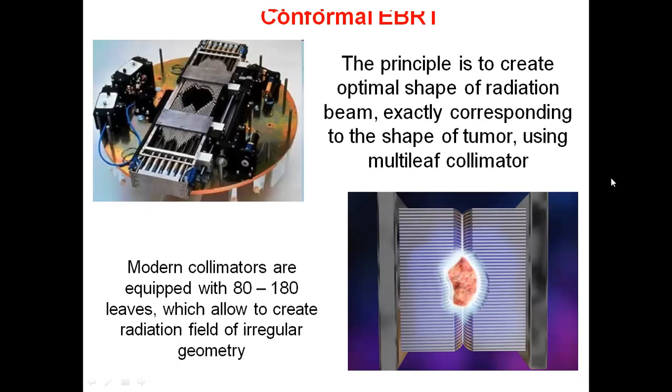Conformal external beam radiotherapy is the next step in radiotherapy techniques. The principle is to create the optimal shape of the radiation beam exactly corresponding to the shape of the tumor using a multi-leaf collimator. Modern collimators are equipped with 80 or even 180 leaves, which can move independently and allow creating a radiation field of irregular geometry.